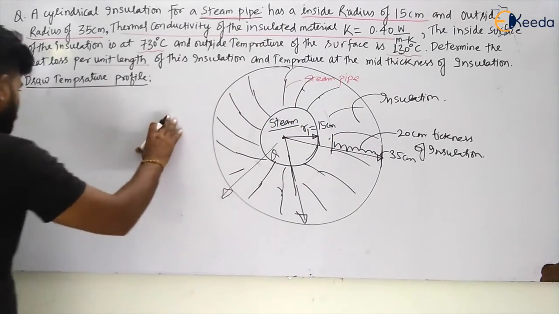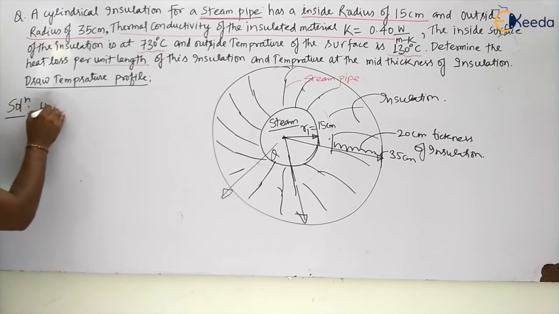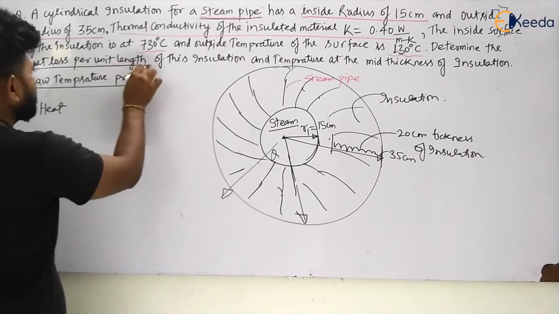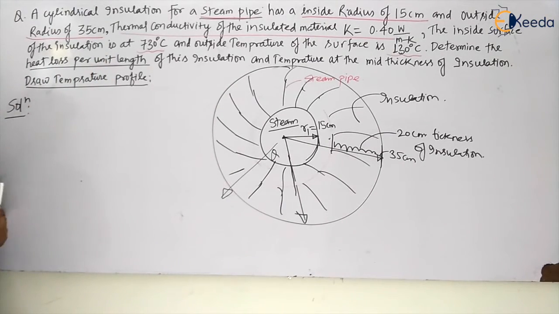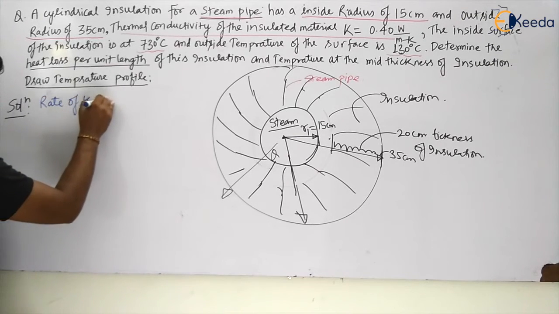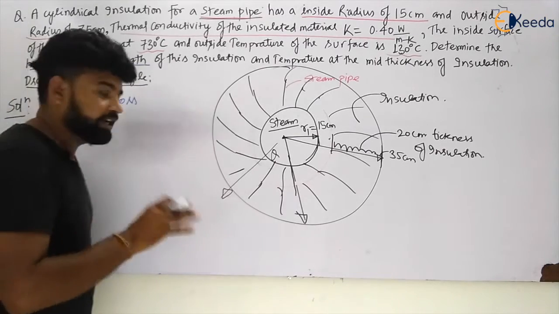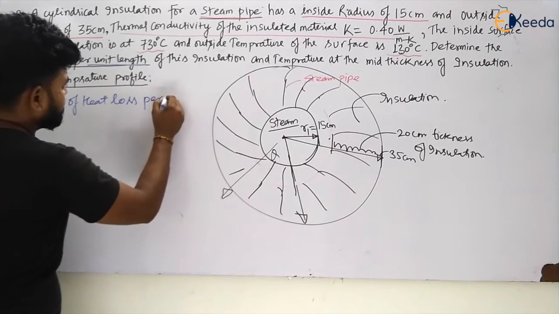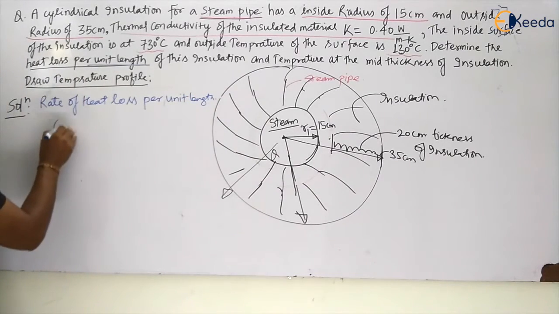Now let us see what the heat transfer will be, because he is asking about what? He is asking about the heat loss per unit length. So the rate of heat loss will be given by the rate of heat loss. He is asking per unit length, my dear students. Don't make these silly mistakes in GATE. He is asking for heat loss per unit length.